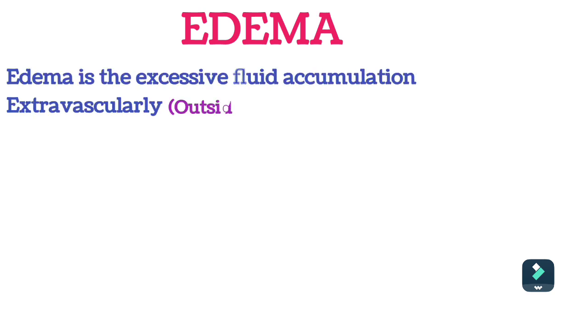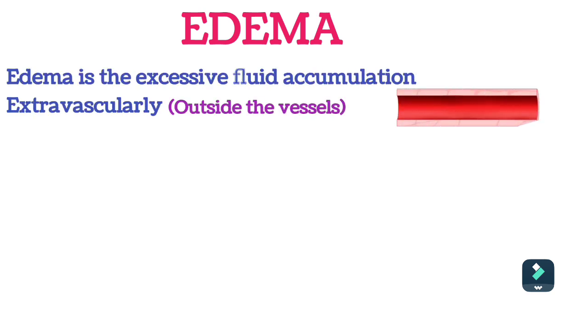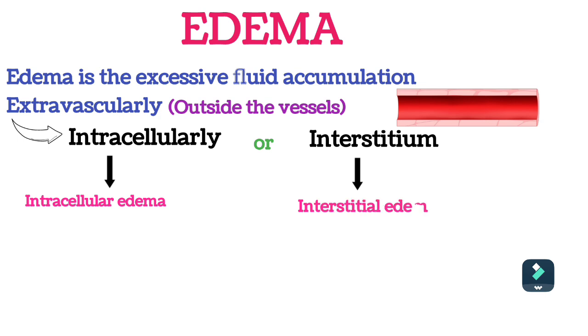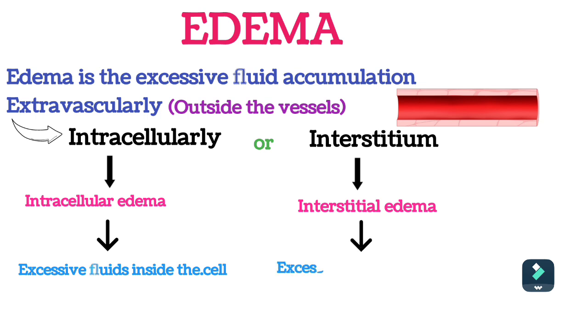Edema is the excessive fluid accumulation extravascularly, meaning outside the vessels, either intracellularly, which is called intracellular edema, or in the interstitium, which is called interstitial edema. The excessive fluid inside the cell is called intracellular edema, and the excessive fluid between the cells is called interstitial edema. First, let's discuss the normal distribution of the body fluids.